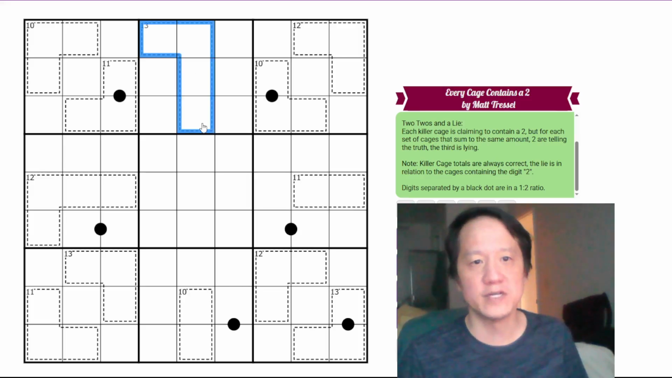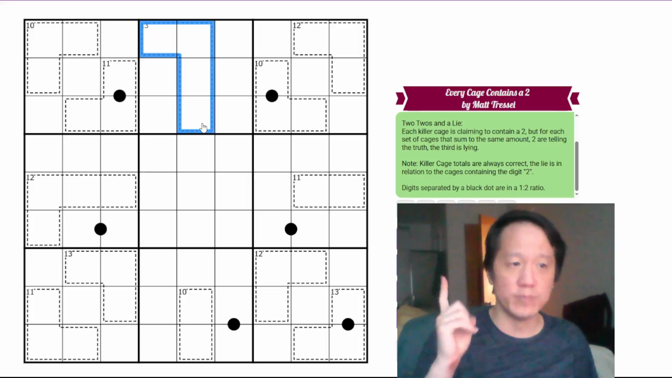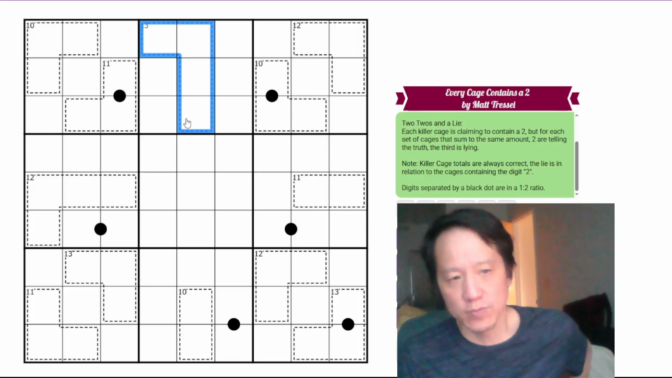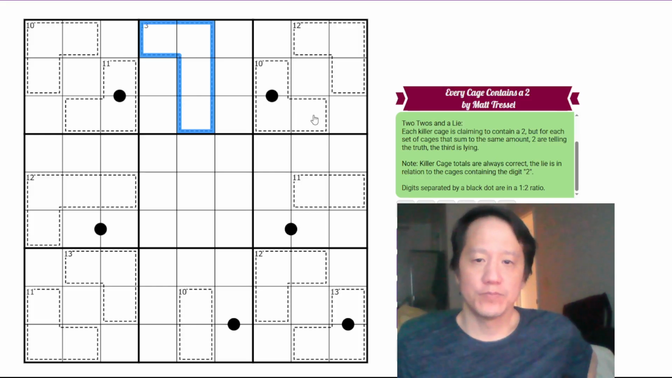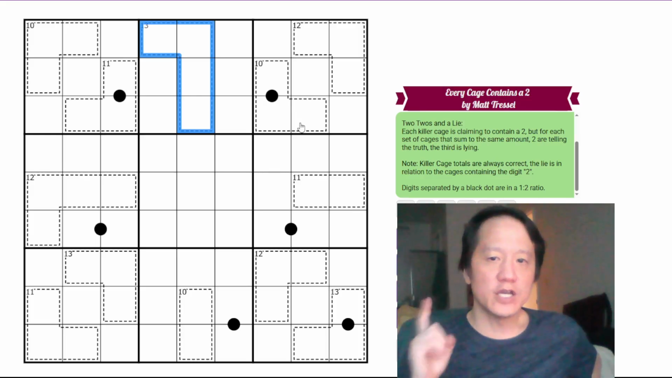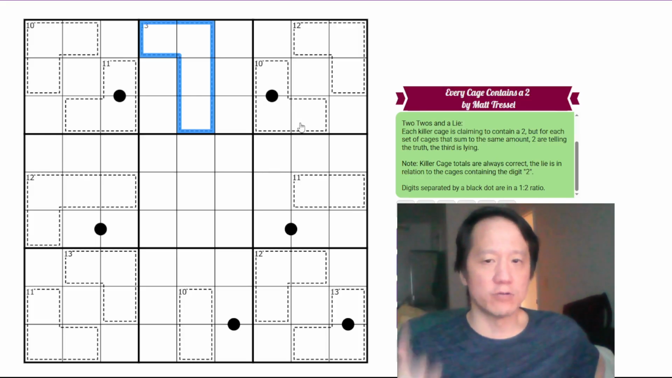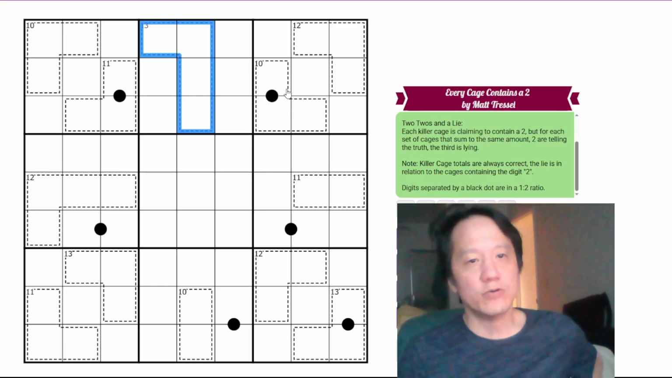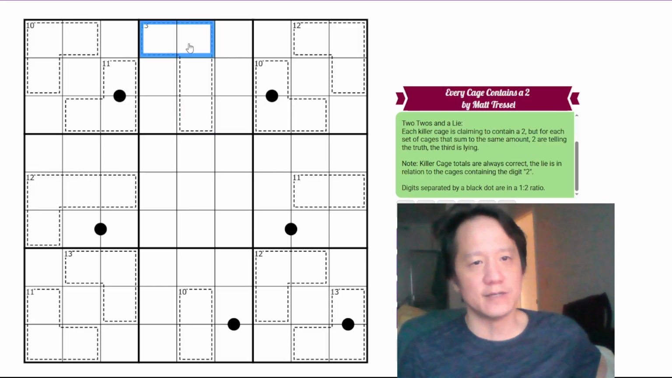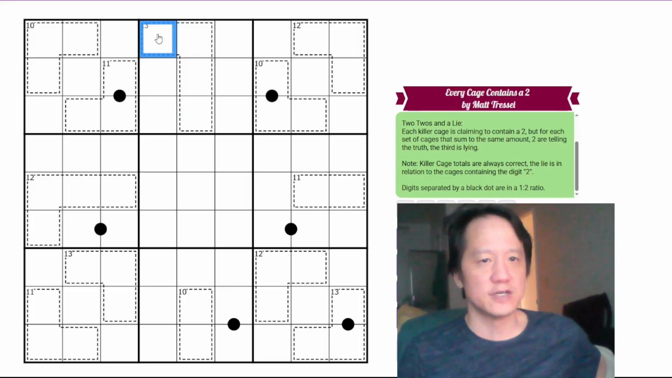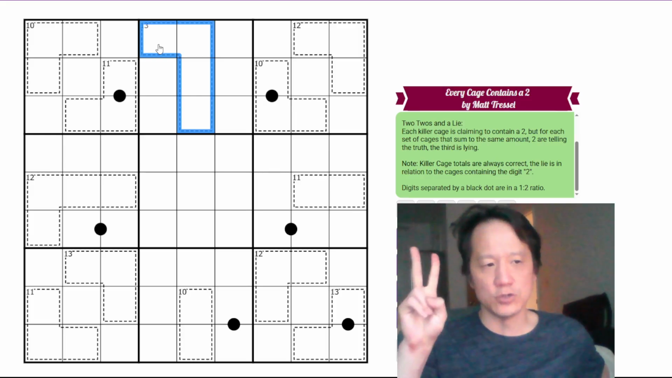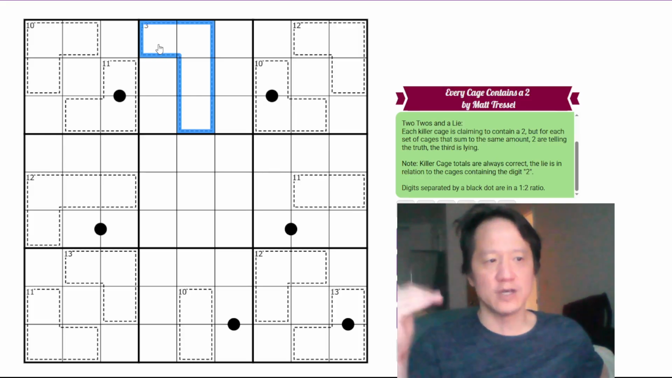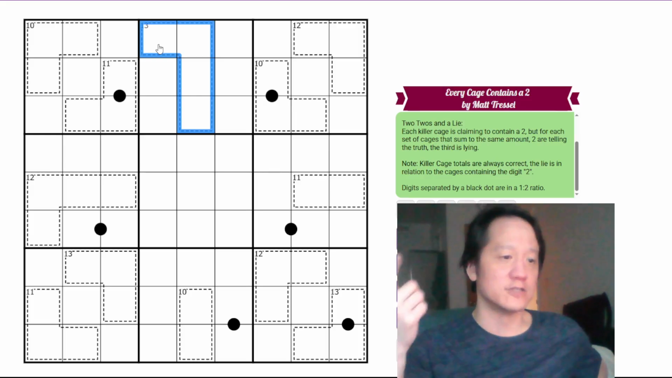2 of them must contain a 2, and 1 of them does not contain a 2. Note, killer cage totals are always correct. The lie is in relation to the cages containing the digit 2. So basically, you'll always know that the sum adds up to whatever the sum says. It's just that 2 of them contain the digit 2 if they add up to the same sum, and 1 of them does not contain 2. That's all it is.